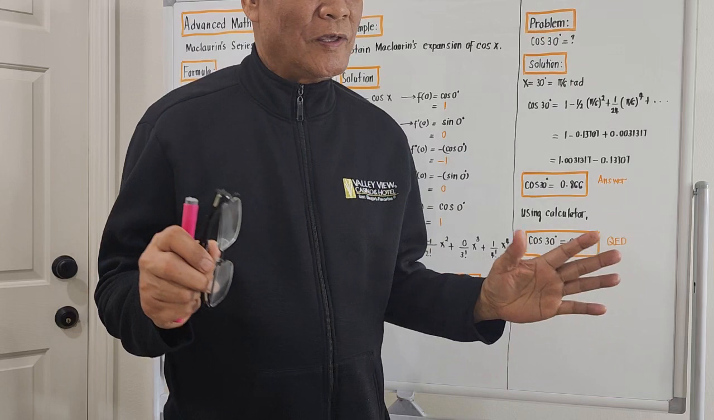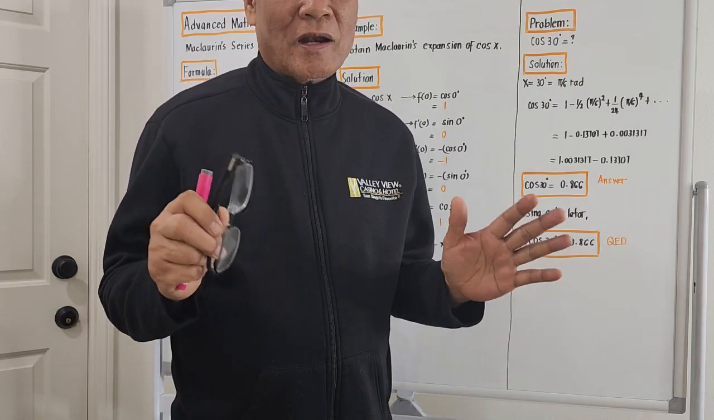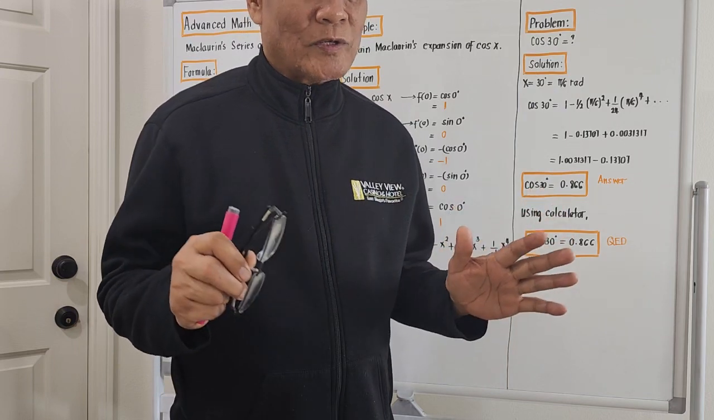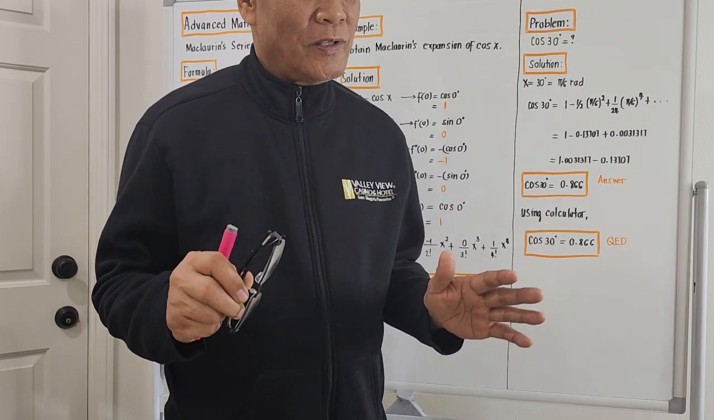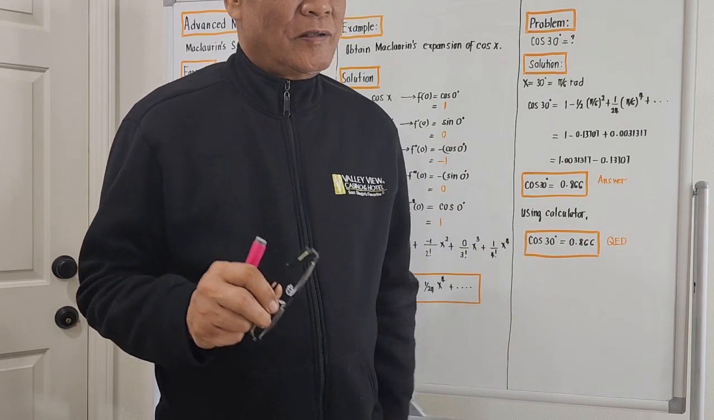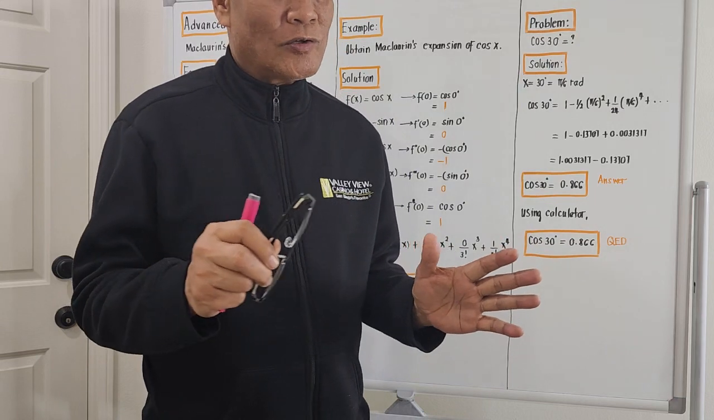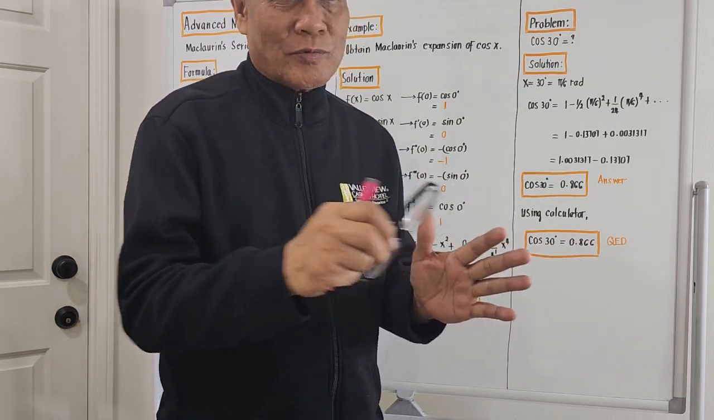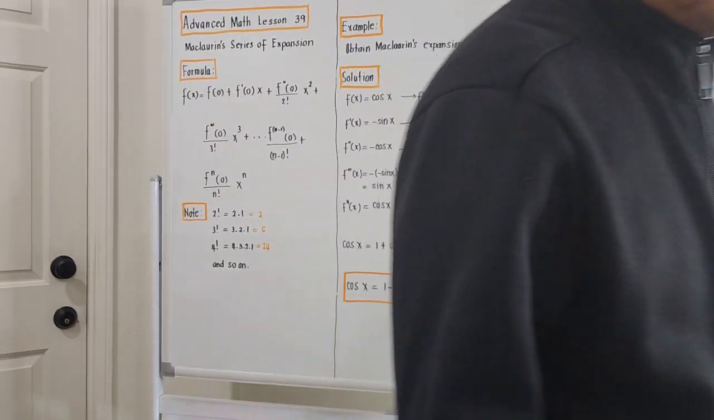Our topic for tonight will be, I think, the last topic on advanced mathematics. This is Maclaurin's series of expansion. Maclaurin's series of expansion is actually the method of how we find the relation of any function in terms of x. Okay, let's proceed. I will check my camera.